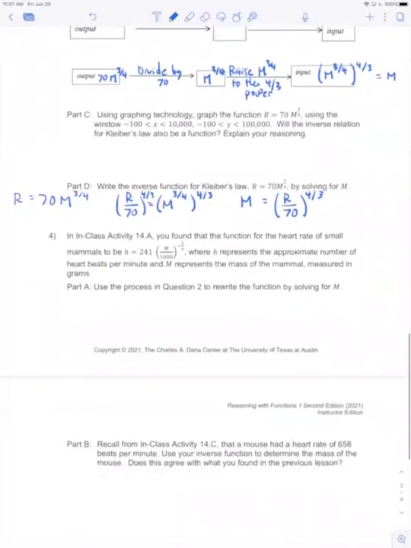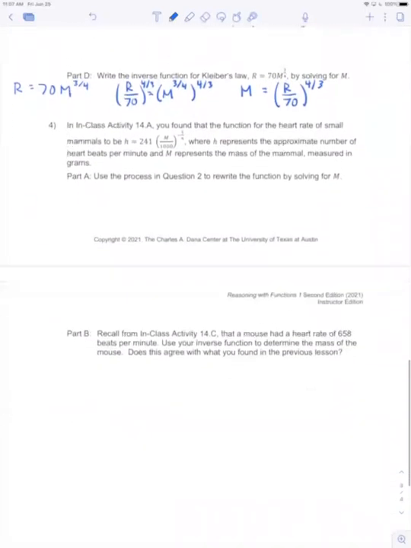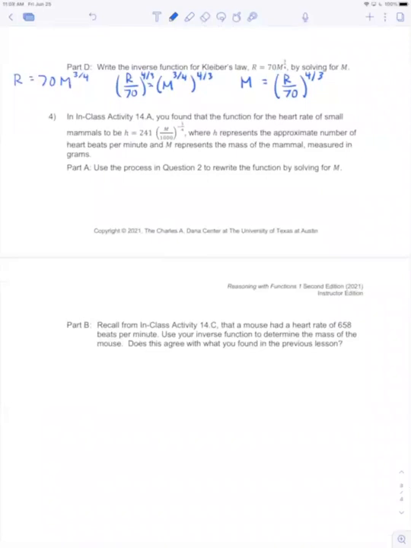Okay, part number 4. In class activity 14A, you found that the function for the heart rate of small mammals to be h is equal to 241 times m over 1,000 raised to the -1/4 power. H represented the approximate number of heartbeats per minute, and m represented the mass of the animal measured in grams. So part A for number 4 says use the process in question 2 to write the function by solving for m. So let me just start by copying this down.